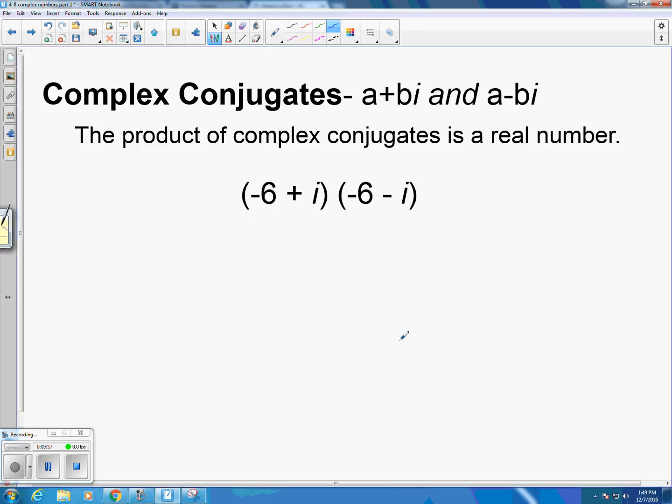Complex conjugates are a plus bi and a minus bi. Notice how the signs of the imaginary parts are opposite.